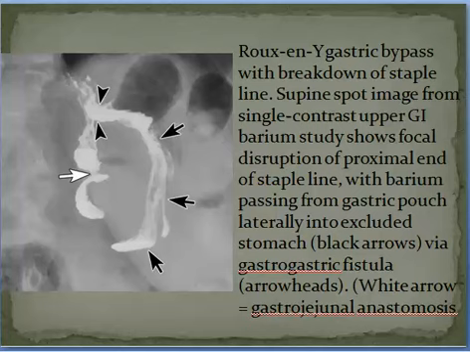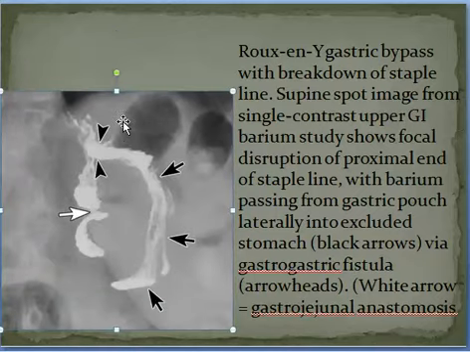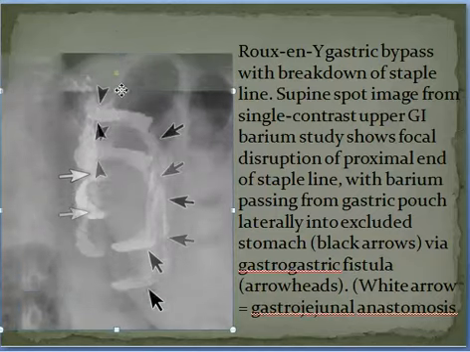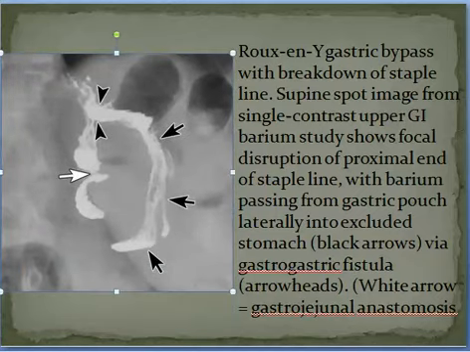Roux-en-Y gastric bypass with breakdown of the staple line. The staple line should be between that pouch and the stomach. Supine spot image from single contrast barium shows focal disruption of the proximal end of the staple line, with barium passing from the gastric pouch laterally into the excluded stomach.